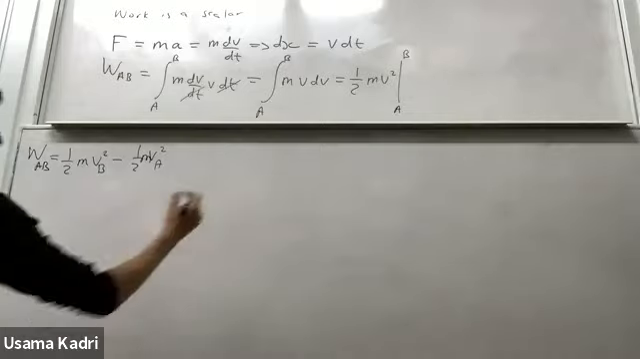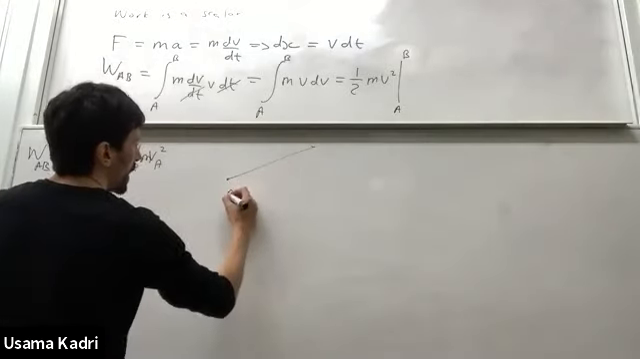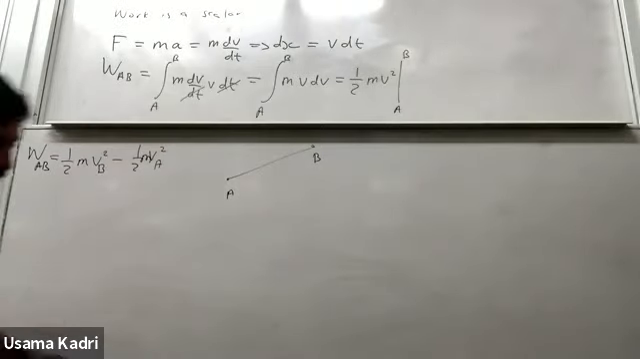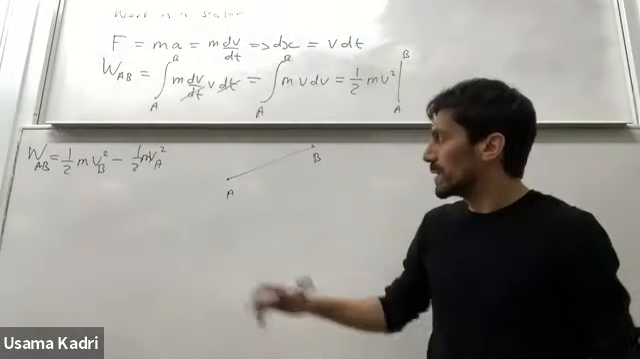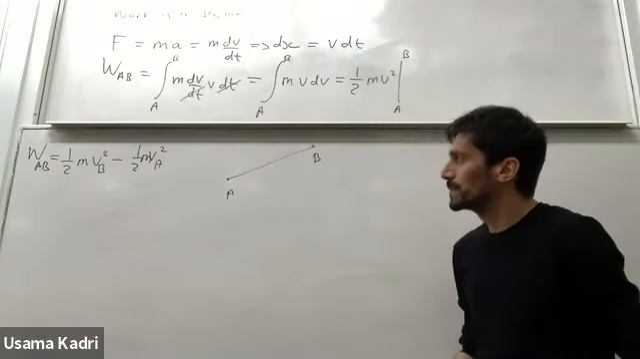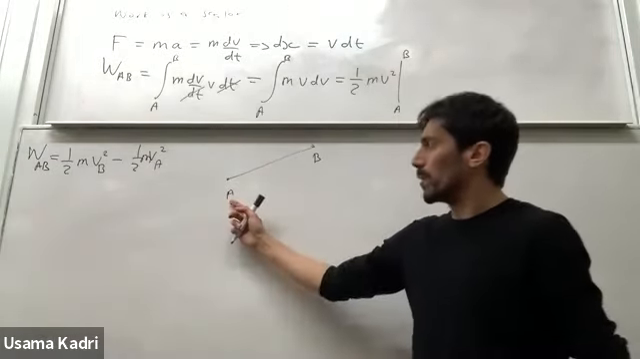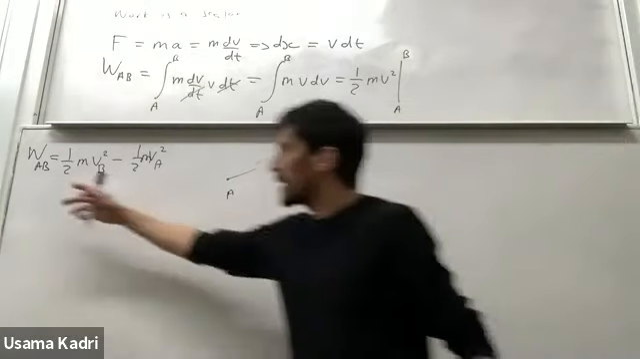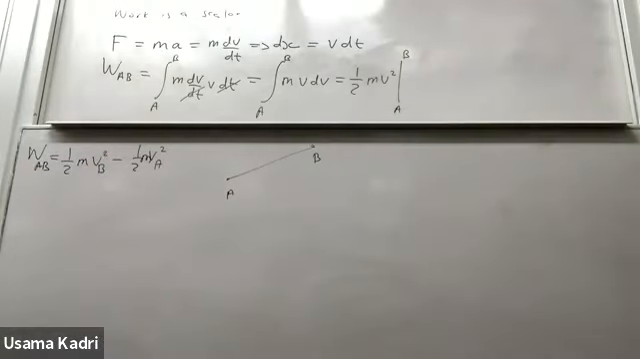So the work done between the points A and B is related to the endpoints only, A and B. So if I know the velocity at point A, and I know the velocity at point B, I can say what is the work that has been done, ignoring gravity in time.